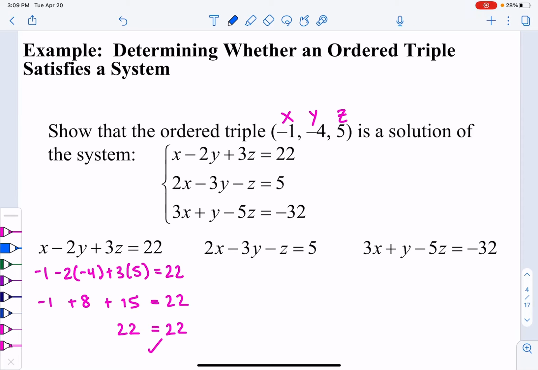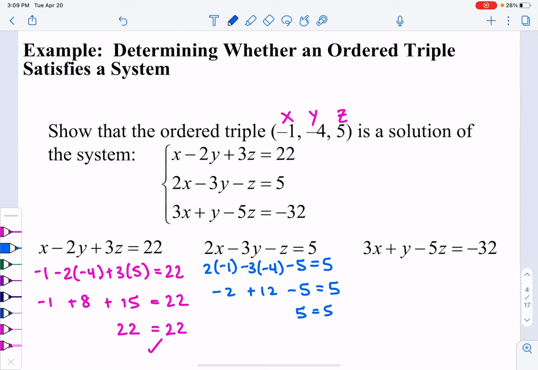If we were to try the next equation, 2 times an x value of -1 minus 3 times the y value of -4 minus our z value of 5, that would have to equal 5 to be a solution. So we'd have a -2, a +12, minus 5, that would have to equal 5. -2 plus 12, 10, take away 5, 5 is equal to 5. That works. And then we try our last one.